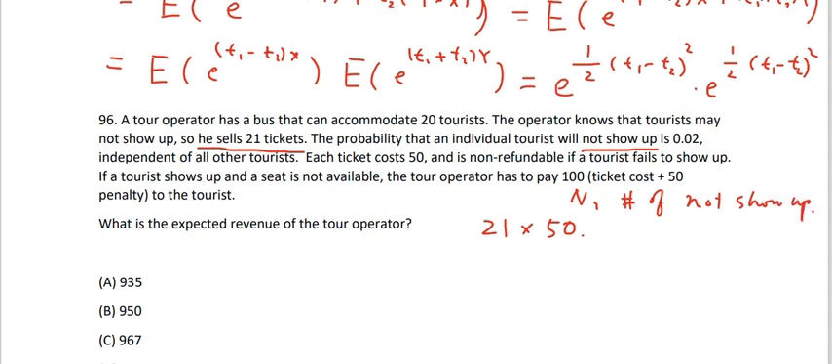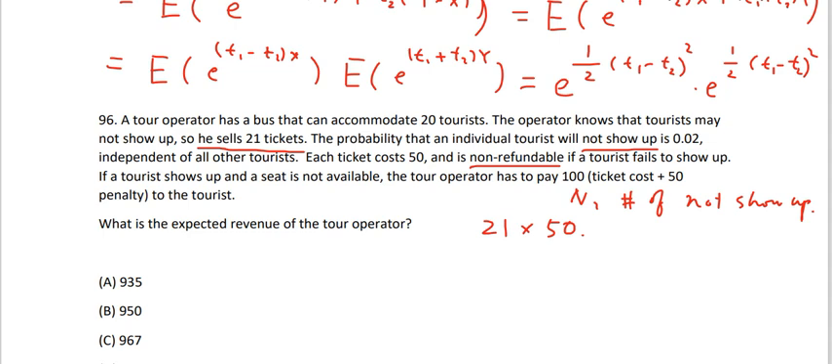Okay. This problem says this bus can hold 20 people. So the bus operator, or driver, sells 21 tickets. The money is non-refundable. So if at least one person does not come, then everything is okay, right?